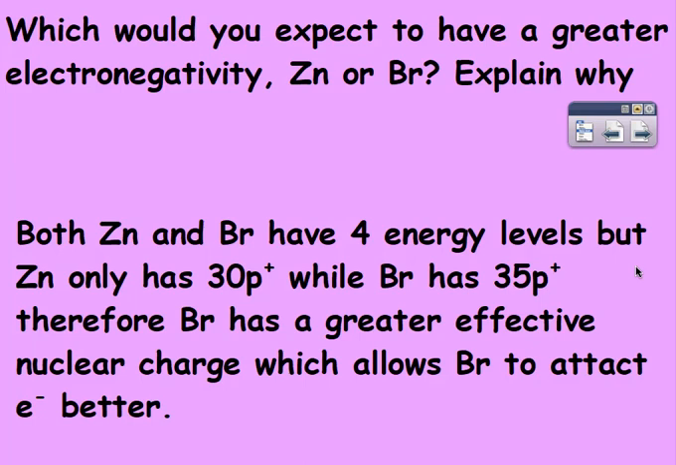Both zinc and bromine have 4 energy levels, but zinc only has 30 protons, while bromine has 35 protons. Therefore, bromine has a greater effective nuclear charge, which allows bromine to attract electrons better. Notice really the only thing that's changing from this and ionization energy is our ending. Instead of saying that it's going to require more energy to remove an electron from bromine, now it says bromine is able to attract electrons better.